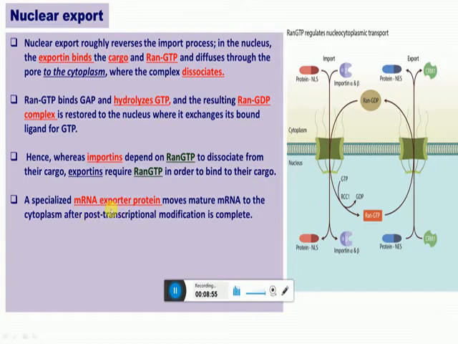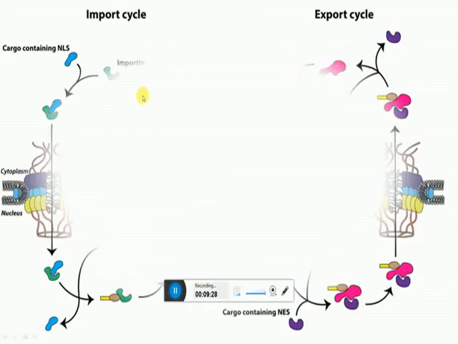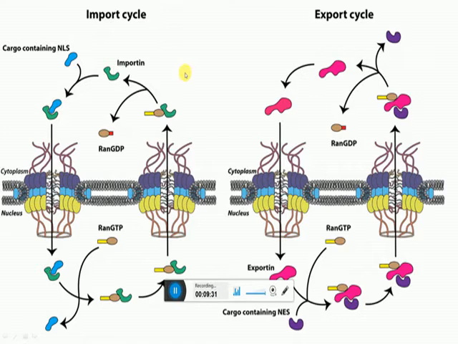A specialized mRNA export protein moves mature mRNA to the cytoplasm after post-transcriptional modification is completed. The translocation process actively depends on the RAN protein, although the specific mechanism is not yet understood. Some particularly common proteins located in the cytoplasm, near the nuclear pore, facilitate the transportation. So this is the import cycle, this is the export cycle.